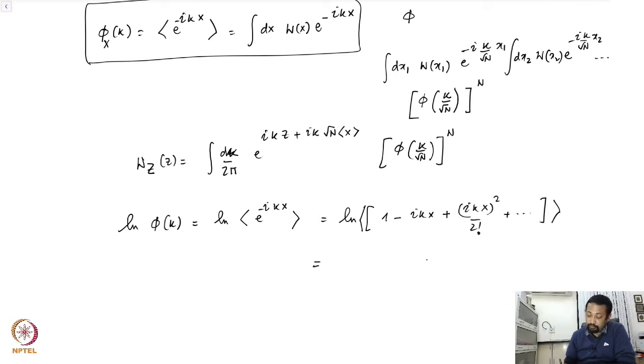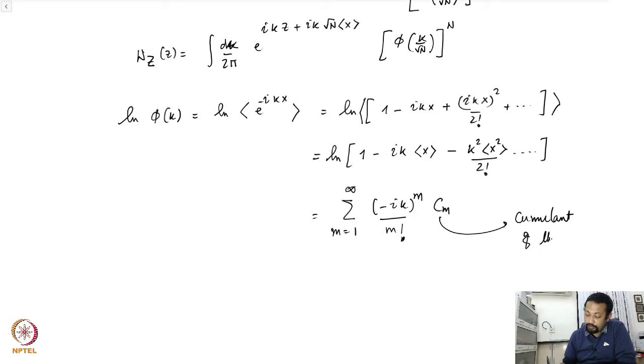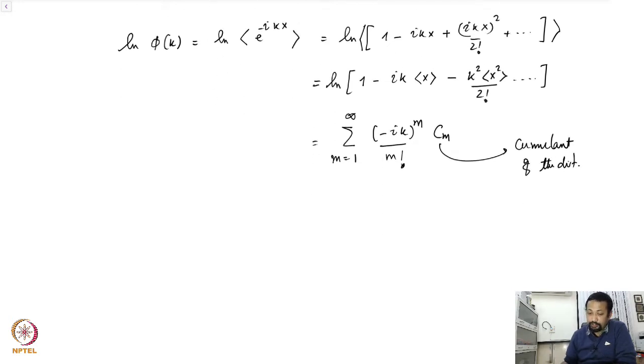Average closes, and you can see that this is 1 minus ik average x, i square is minus, k square average x square over 2 factorial, and higher order terms, right? This I can write down as the sum of (minus ik) raised to the power m, c m over m factorial, m equal to 1 to infinity. This quantity is called a cumulant of the distribution or the density. So c1, for example, is average x.